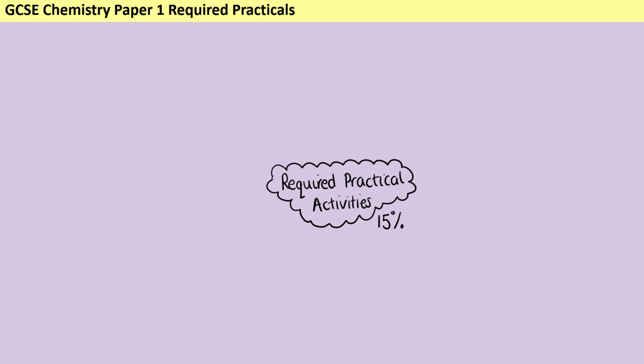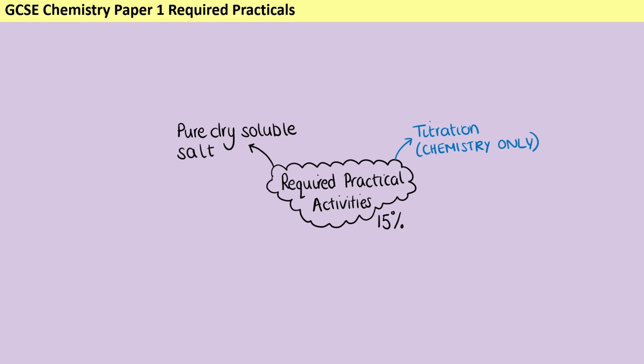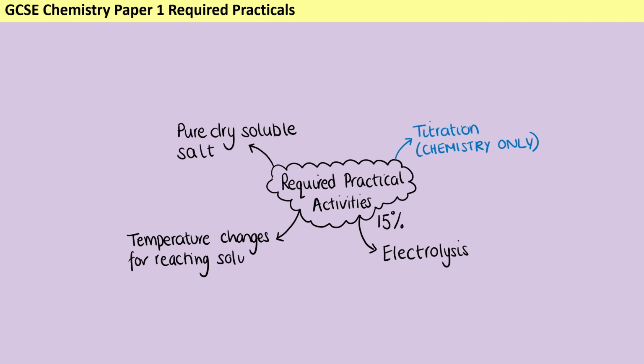There are 4 required practicals in Chemistry Paper 1. Firstly, the pure dry soluble salt, then titration, which is only for people taking triple science, then electrolysis of solutions, and finally temperature changes when solutions react.